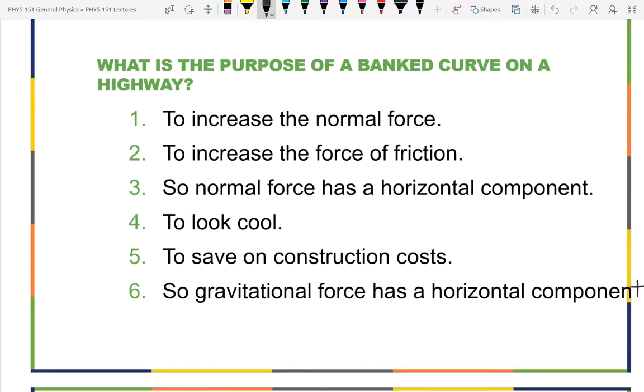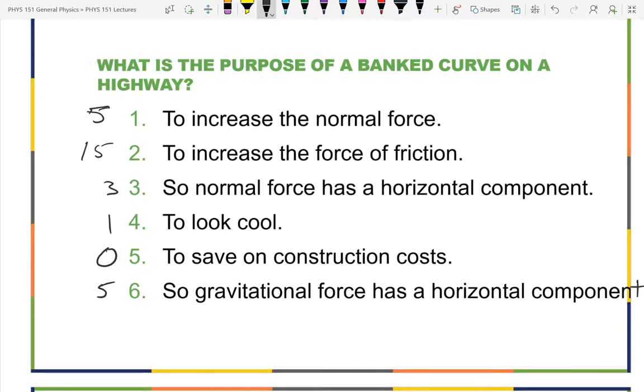Okay, everyone's answered. I'll stop now then. We had 5 who said to increase the normal force, 15 who said to increase the force of friction, 3 that said to look cool, 3 that said to normal force as horizontal, 1 said to look cool, 0 that said to save on construction costs, and the last number doesn't show up on my screen. Let's see, that's 24, and we had 29, so 5 for the last one.